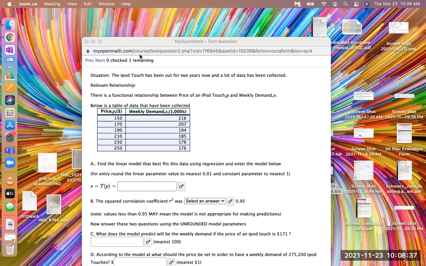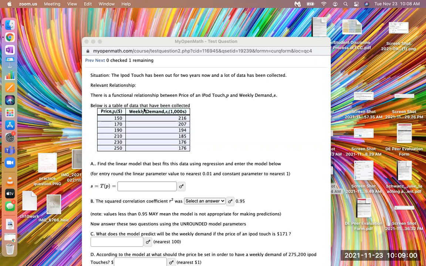Hi class, this is number 5 on the chapter 12 practice test. It says the iPad Touch has been out for 2 years now, and a lot of data has been collected. There is a functional relationship between price and an iPad Touch. P is the price and weekly demand S.